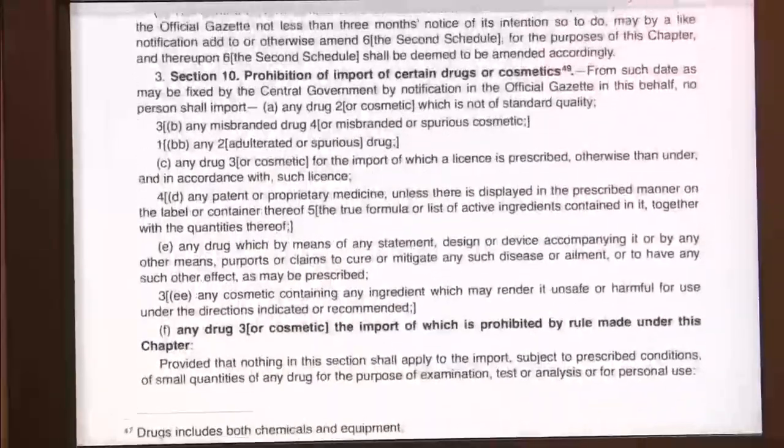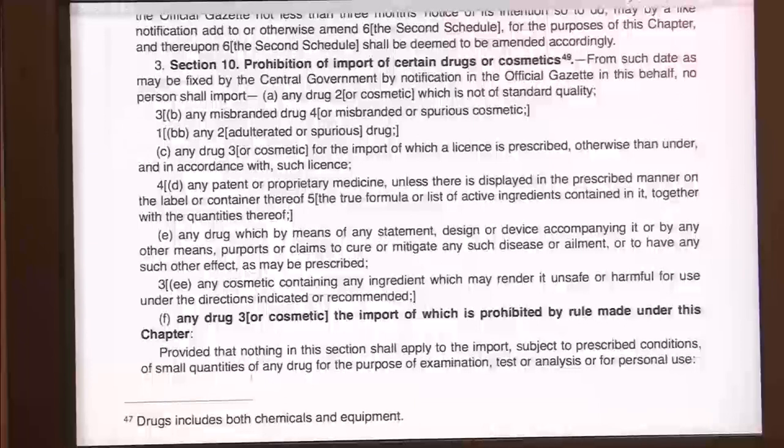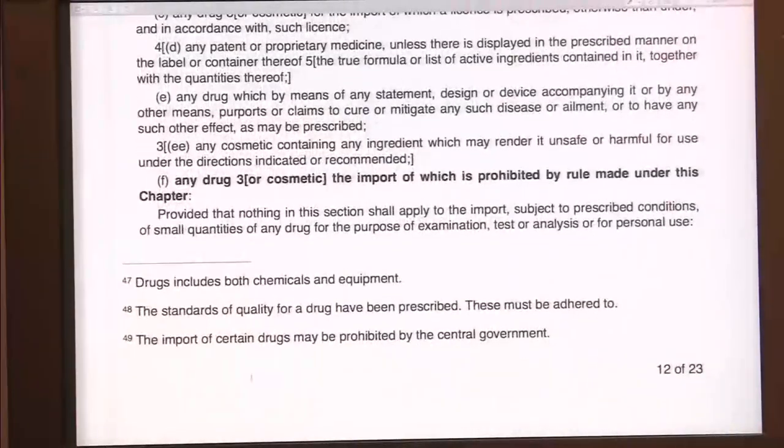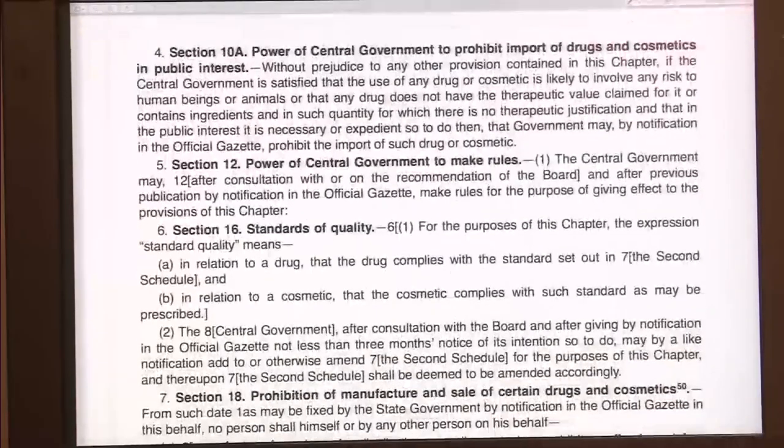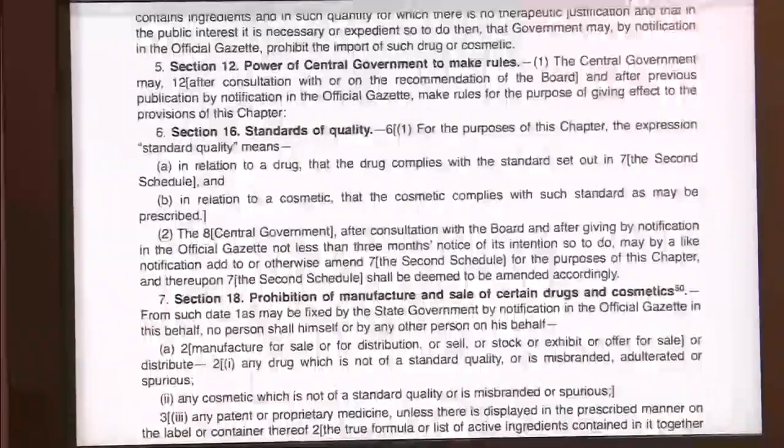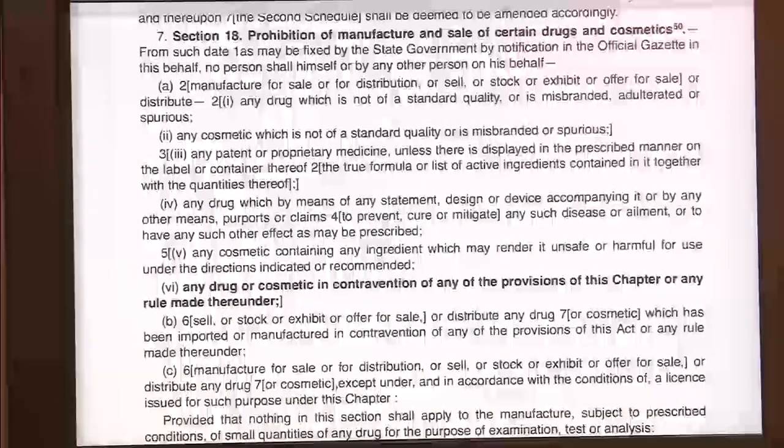Now, next it says that there is prohibition of import of certain drugs or cosmetics. So, the central government, by notification in the official gazette, can regulate or prohibit the import of certain drugs and cosmetics. Also, to prohibit completely the import of drugs and cosmetics in public interest, the central government can also make rules regarding standards of quality, and prohibition of manufacture and sale of certain drugs and cosmetics.